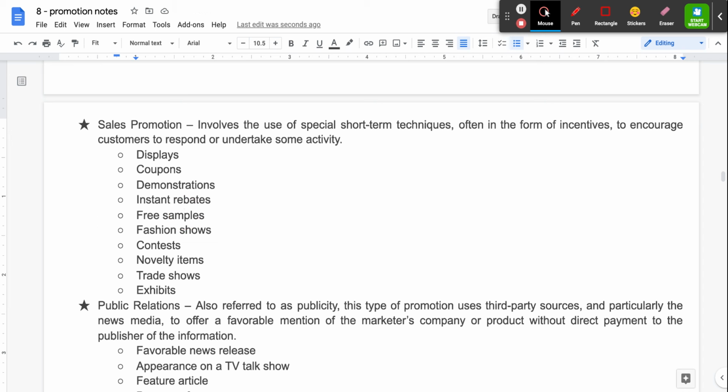Everybody loves free samples. Fashion show, a contest, a novelty item, trade shows. We don't see a whole lot of that anymore. And exhibits at a show. So again, we're putting something out there, maybe a buy one get one free, 20% off, trying to find some way to entice the customer to try our brand. The premise here is that we're going to get a new customer to come to our brand because of our promotion. They're going to like it and they're going to stick with it even after the promotion is over.